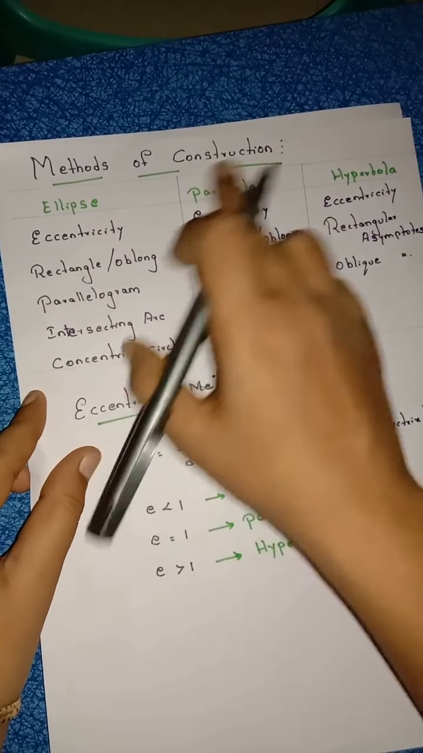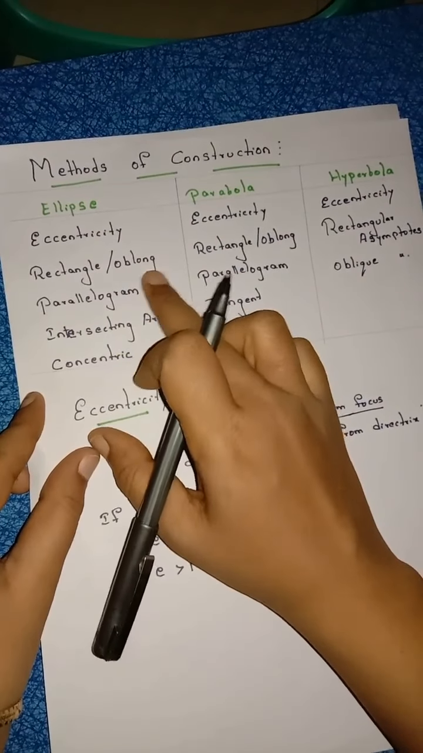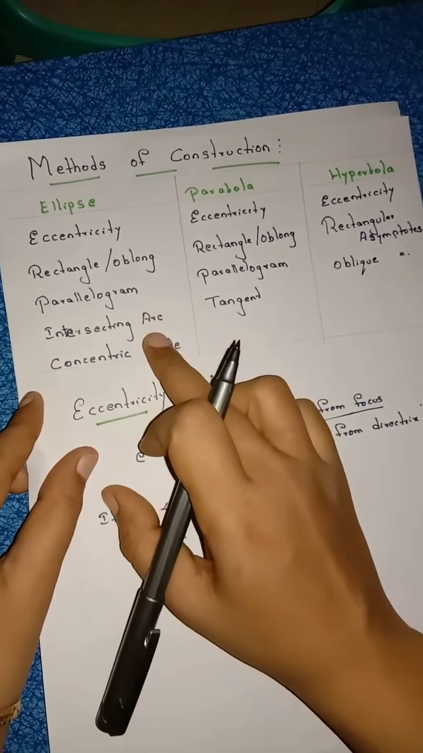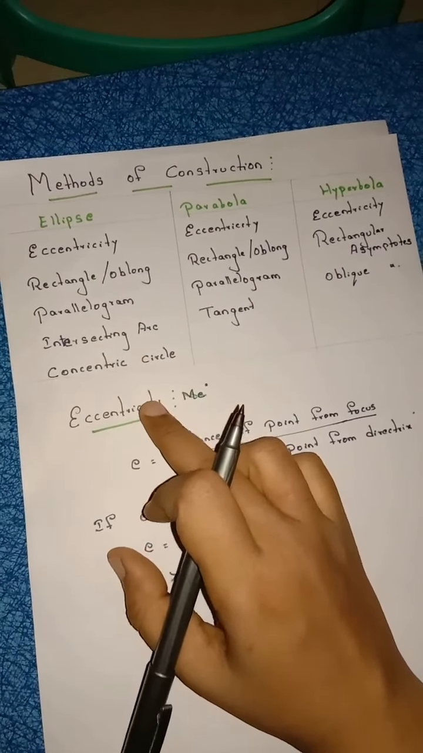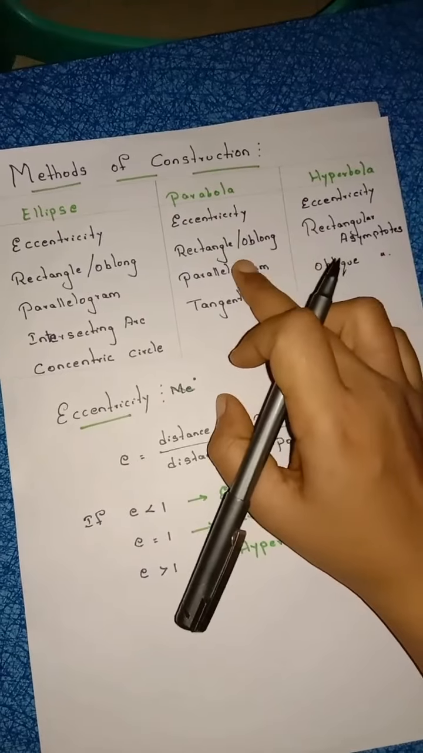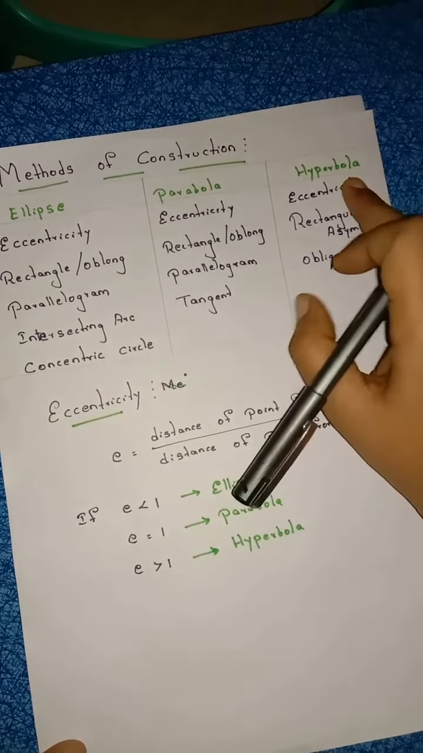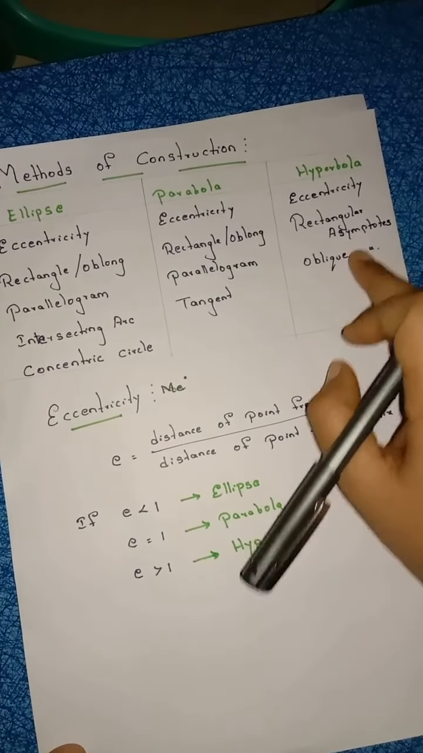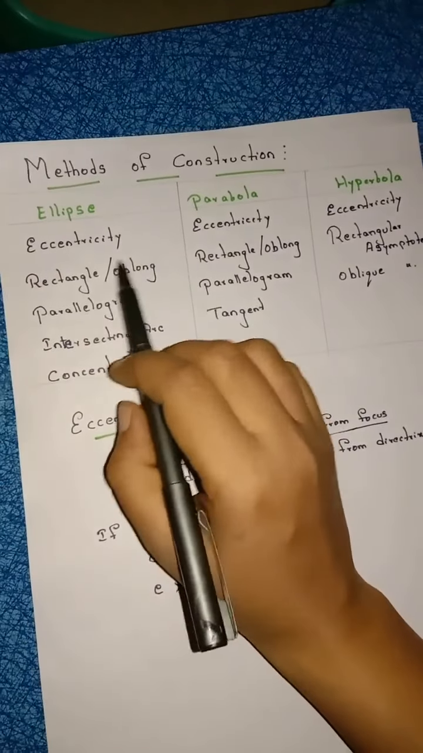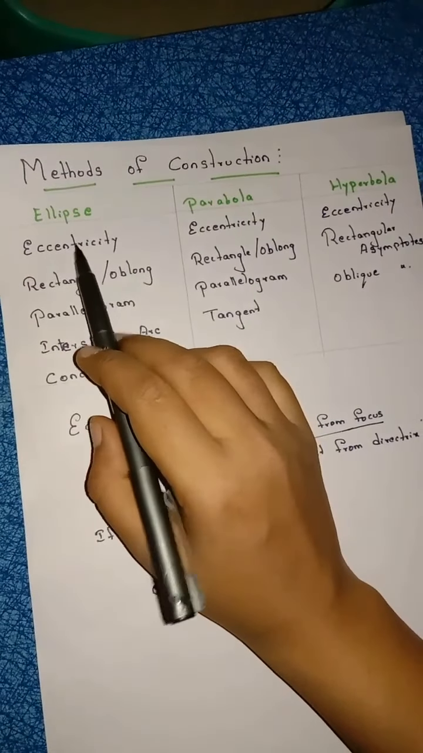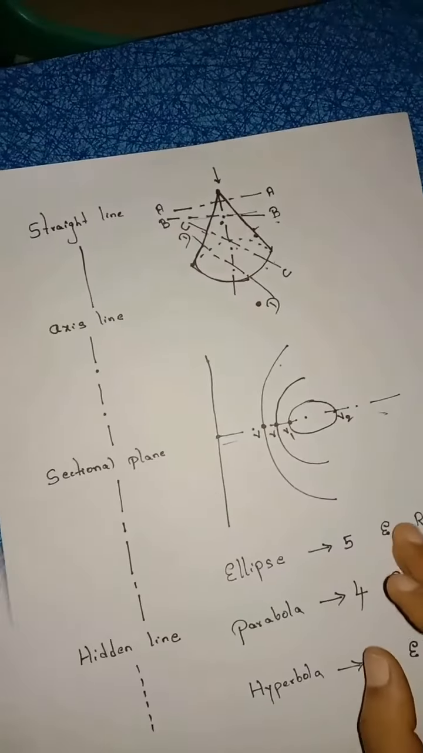The methods of construction of ellipse: eccentricity method, rectangle or oblong method, parallelogram method, intersecting arc method, concentric circle method. In parabola: eccentricity method, rectangular oblong method, parallelogram method, tangent method. Hyperbola: eccentricity method, rectangular asymptotes method, oblique method. If you see here, the eccentricity method is common for ellipse, parabola and hyperbola.